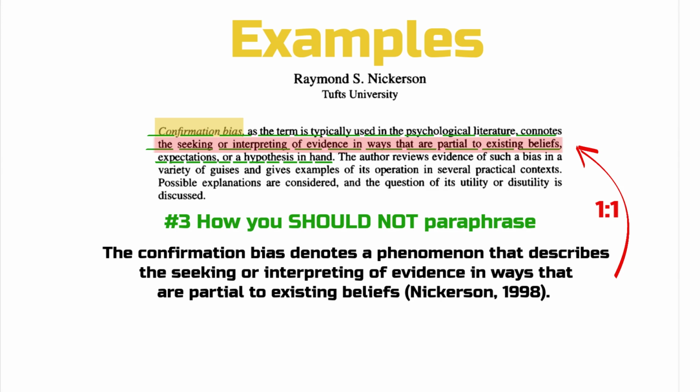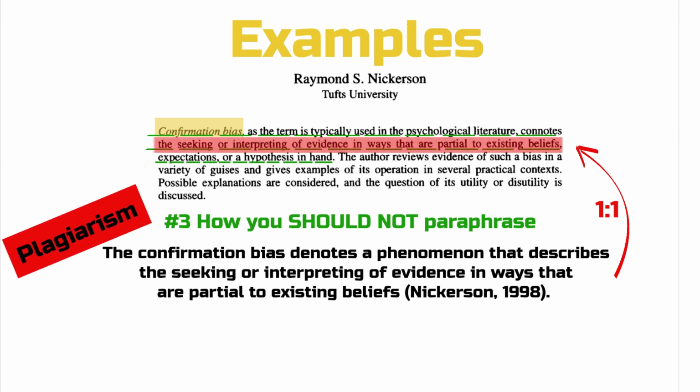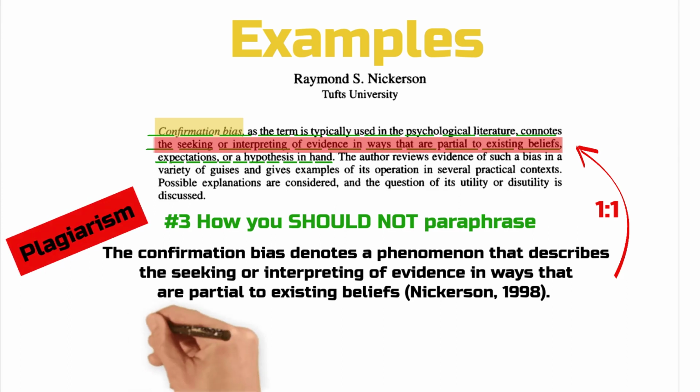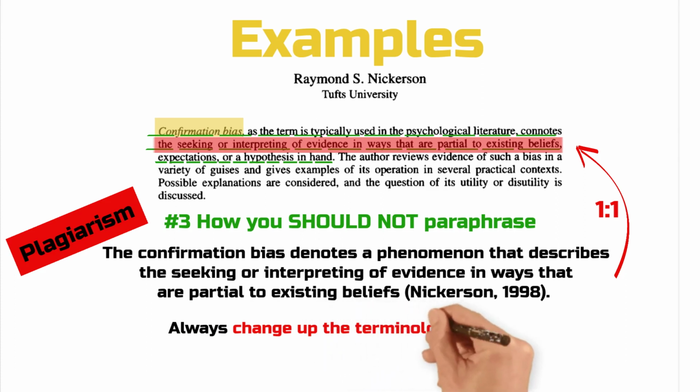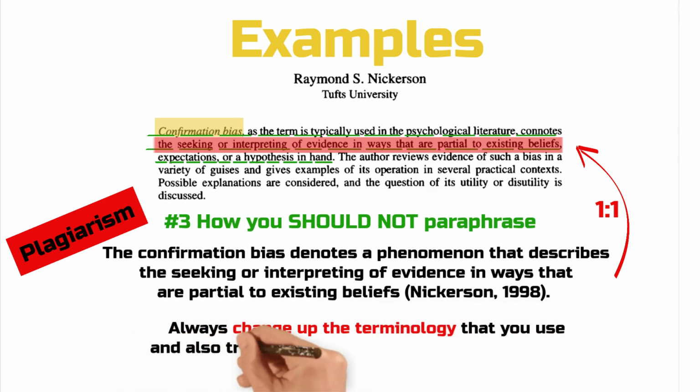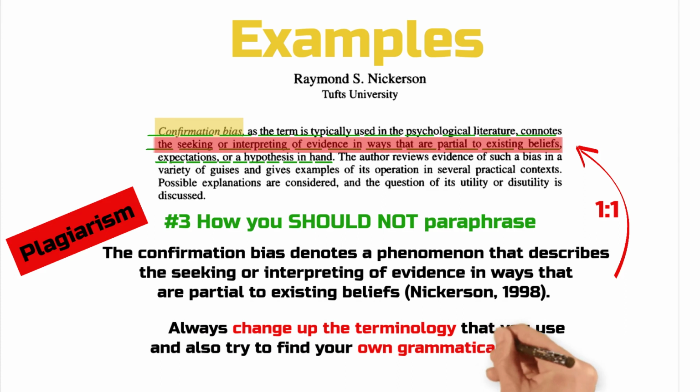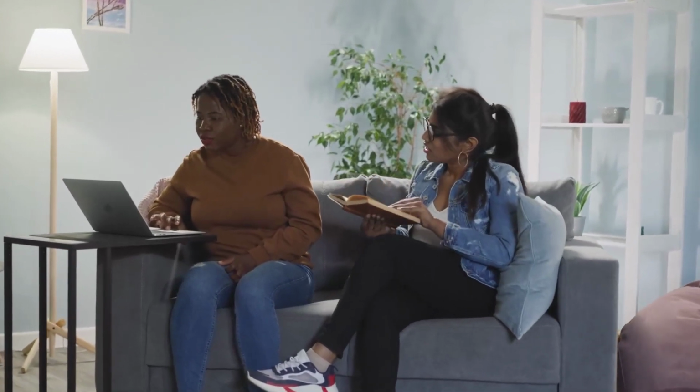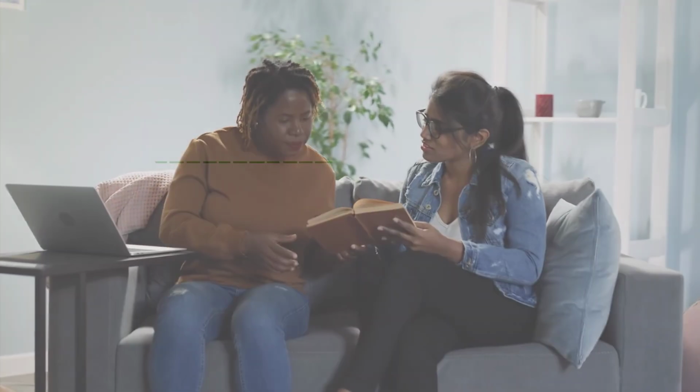This is not a paraphrase and not a good indirect quote. So if you do not turn this into a direct quote, a plagiarism scanner will flag this sentence immediately. Therefore, always change up the terminology that you use and also try to find your own grammatical structure for what you want to say. Learning to paraphrase for academic writing is just like learning any other skill. The more you practice, the better you get.